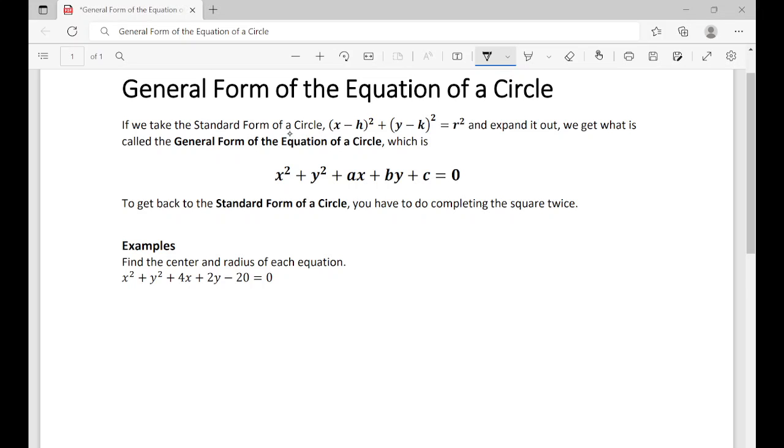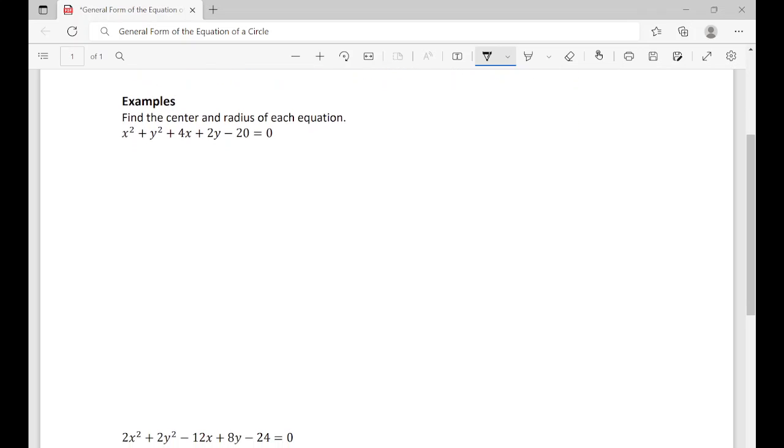If we take the standard form of a circle, (x minus h) squared plus (y minus k) squared equals r squared, and expand it all out, we're going to get what is called the general form of the equation of a circle, which is x squared plus y squared plus ax plus by plus c equals 0. So if we get this, we know that we can actually go back to the standard form of a circle, and to do that we have to do completing the square twice. So it's a little bit of work, but nothing too overly bad.